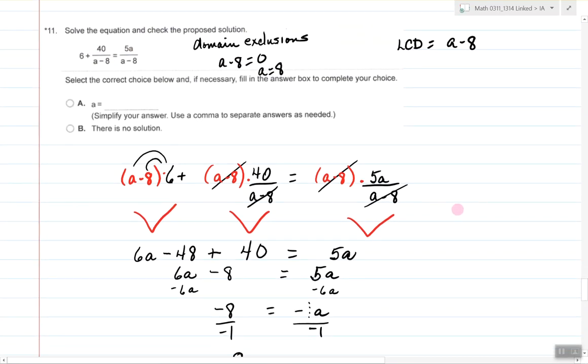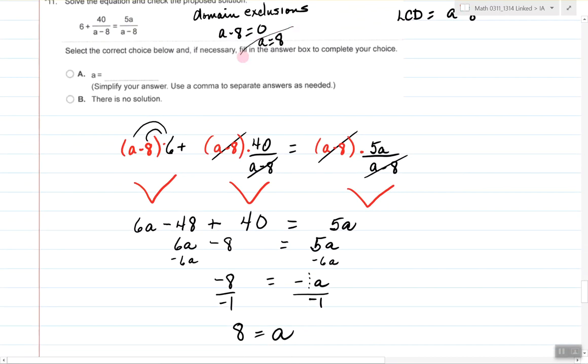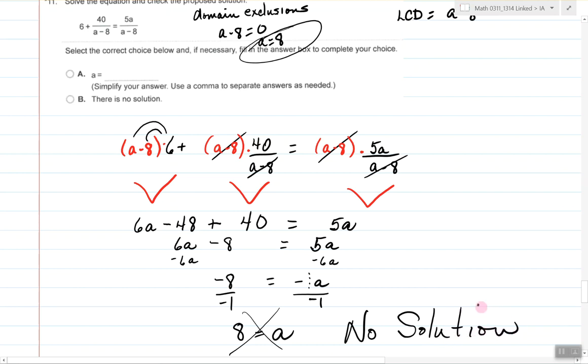But this time, do you see domain exclusion is the answer? This answer won't check because if I plugged it in up here, it would cause this denominator and this denominator to be 0, therefore undefined expressions. This won't work. I have no solution. It is easy to overlook that checking. You must check to see if your answer violates the domain.